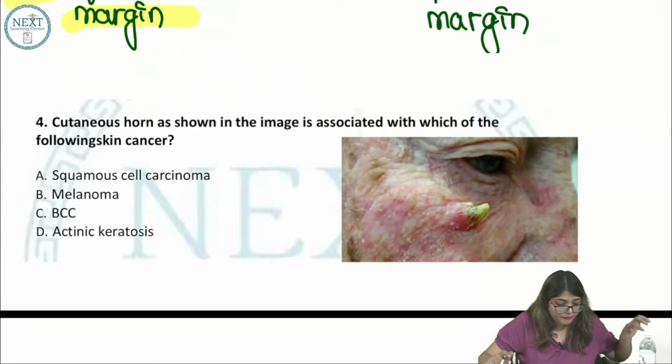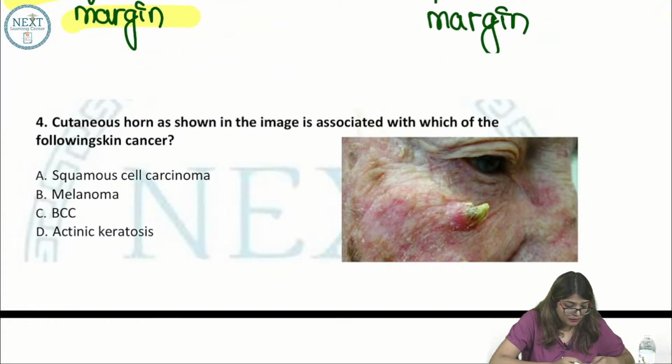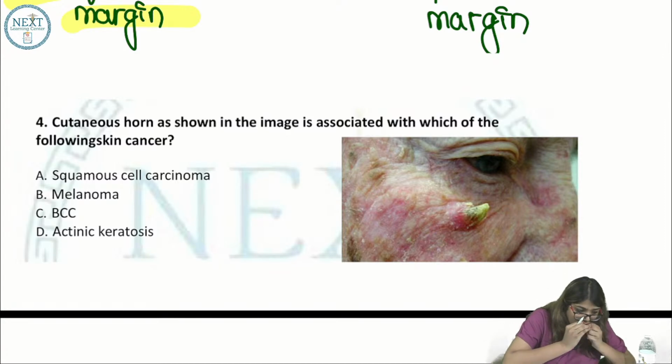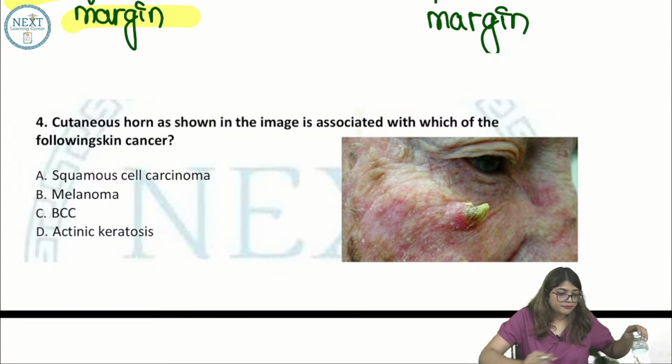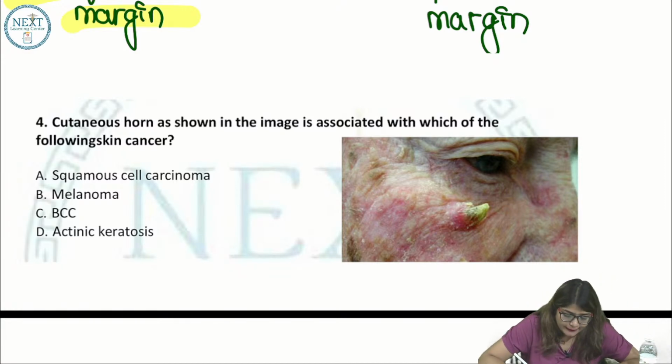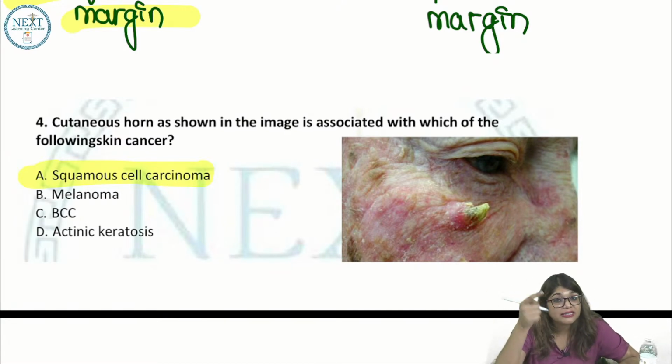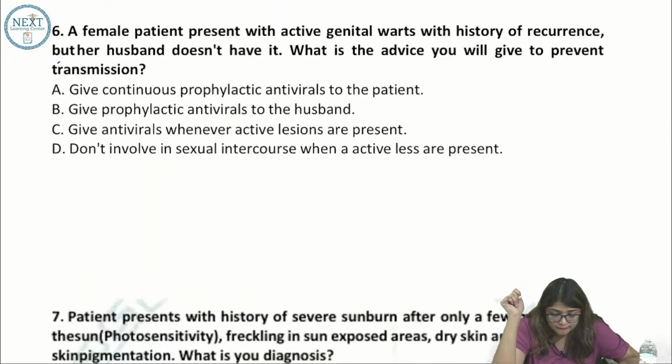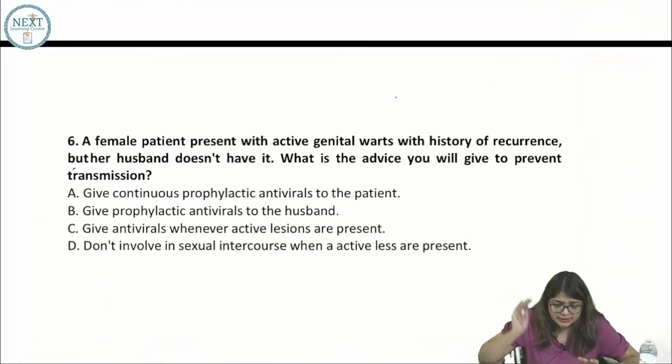Now look at this one. What is this? Yeah, very good. This is squamous cell carcinoma. There is a horn present. And we did questions about malignant melanoma and basal cell carcinoma also, right? Also known as rodent ulcer, basal cell carcinoma. Now look at this. This is a very nice question, very logical also.